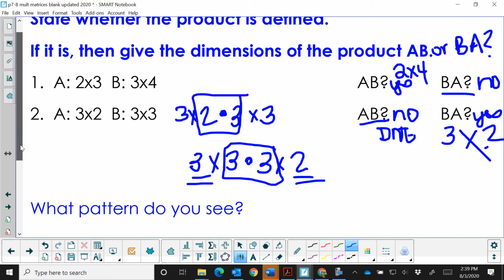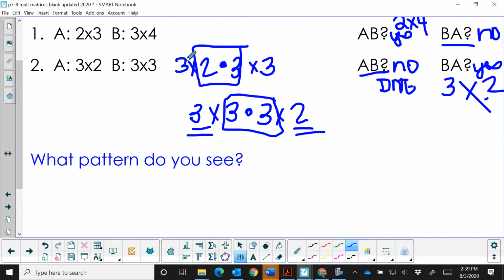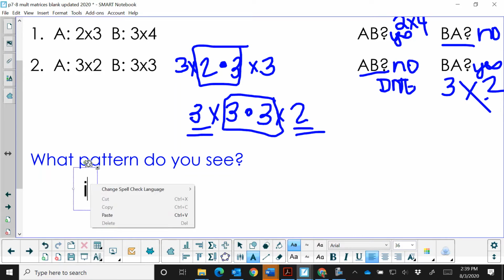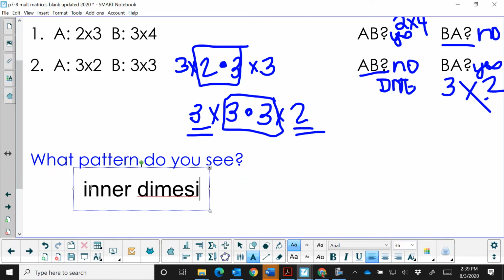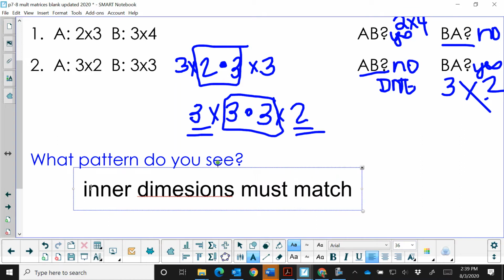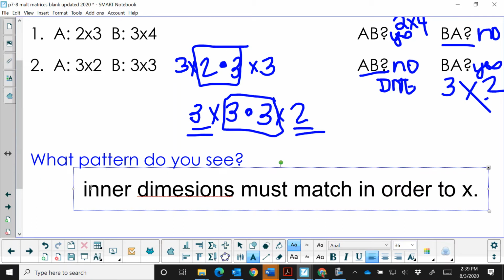Okay, so what pattern do we see? We see that the inner dimensions must match. So dimensions must match in order to multiply. There we go, and that's the pattern.